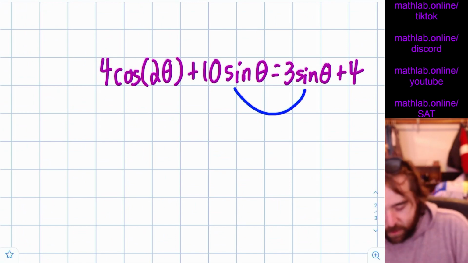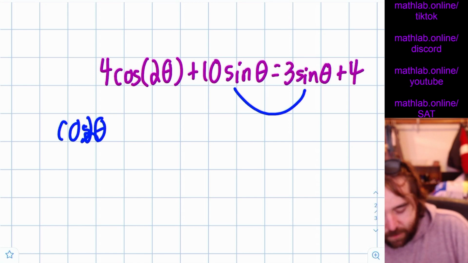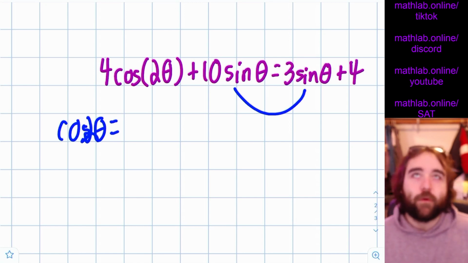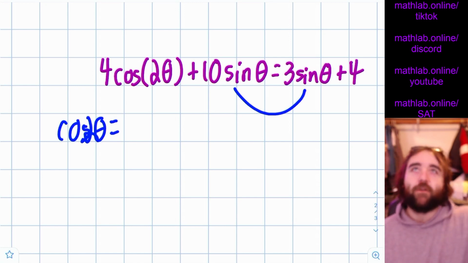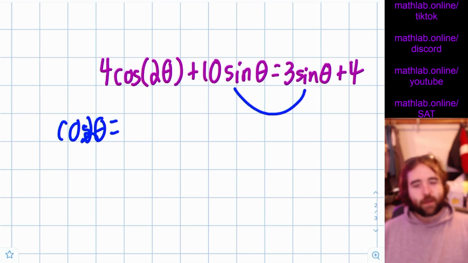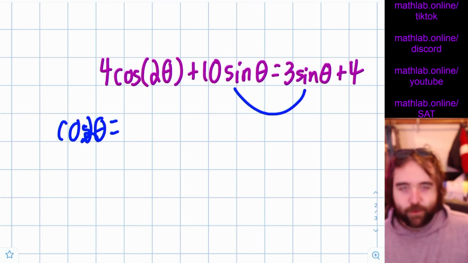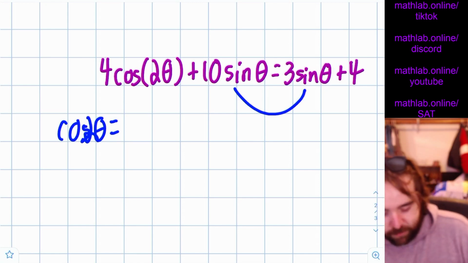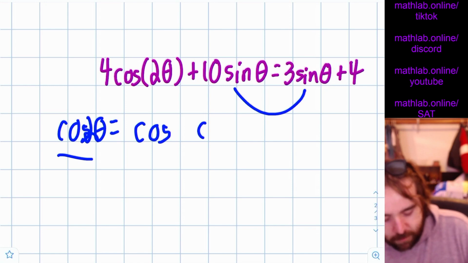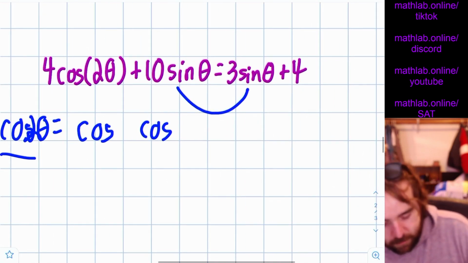You got to know that cosine of 2 theta is, there's a song for it. Well, the sine one goes sine, sine, cosine, cosine, sine, cosine, cosine, cosine, sine, sine. And so we want the second part in this case. We want the one that goes cosine, cosine, cosine, sine, sine.